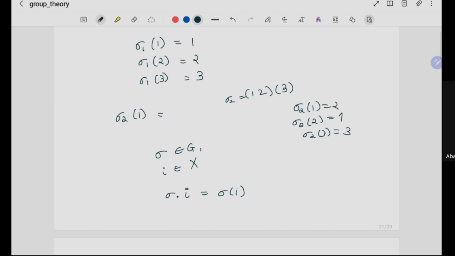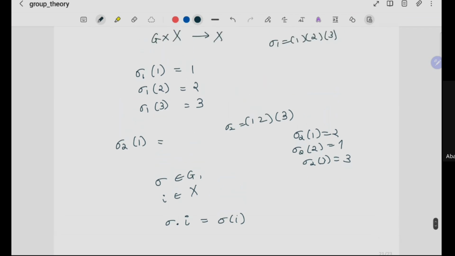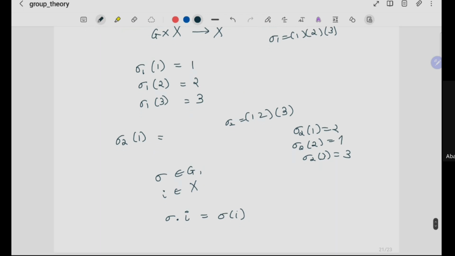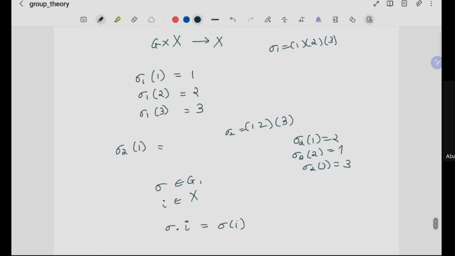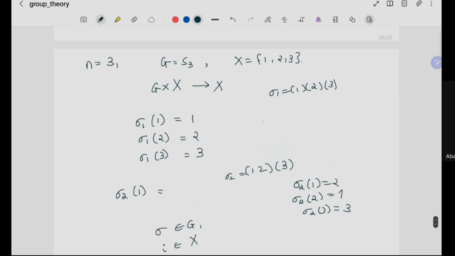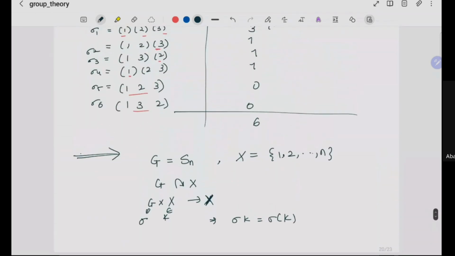Is there any doubt? What is it that you are not able to understand? I mean, the group action itself is the problem, like how it is defined and so on. No, ma'am. How you're writing sigma 1 of 3 equals 3? That's the problem. Okay, so sigma 1 is a cycle.